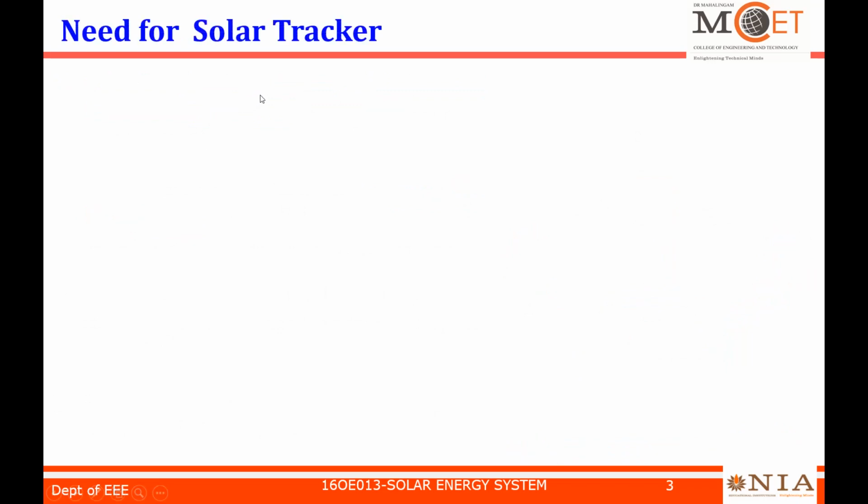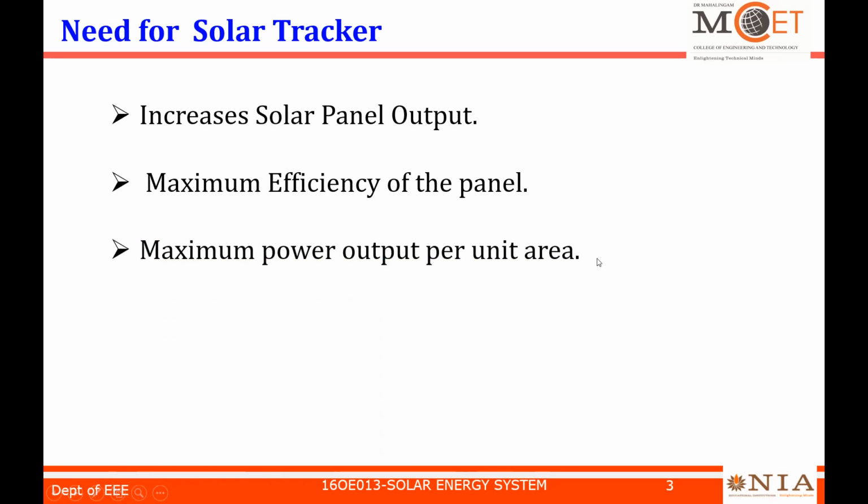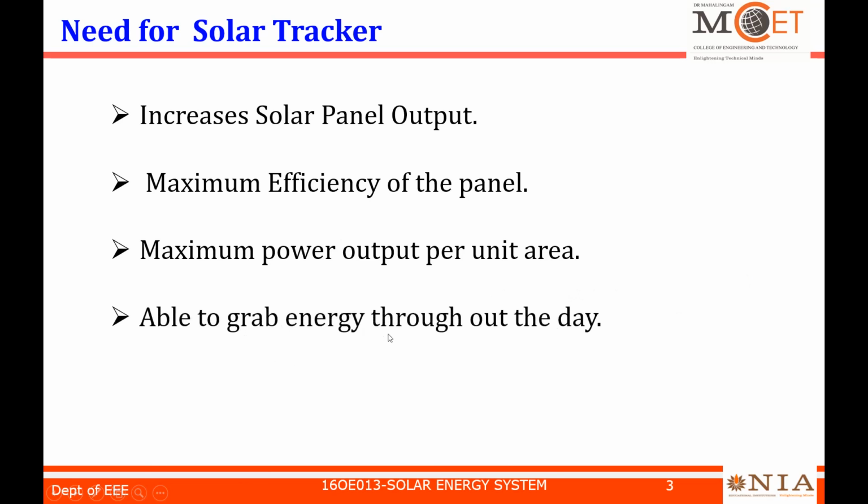Need for solar tracking. It increases solar panel output. Maximum efficiency of the panel can be achieved. Maximum power output per unit area can be received. It is able to grab energy throughout the day. Solar tracking helps to produce more electricity.